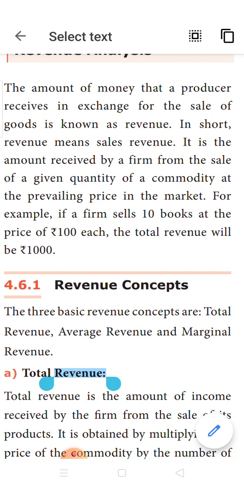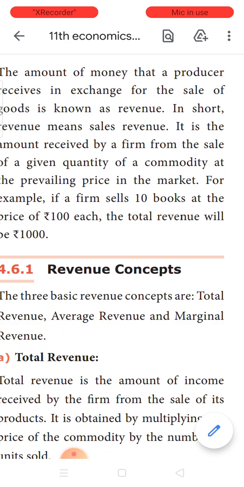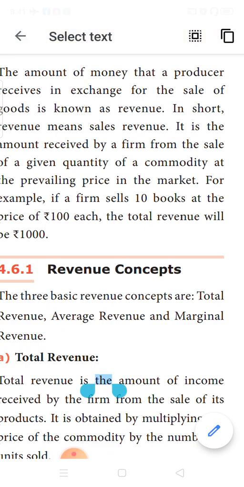Revenue could also be said in another way: the amount of money received by the firm when it sells a quantity of commodity at the prevailing price in the market. For example, a bookseller is selling 10 books. Each book costs 120 rupees. So what is the total amount of revenue that he gets? 120 rupees into 10 books, 1200 rupees is his total revenue when he sells 10 units of books at 120 rupees each.